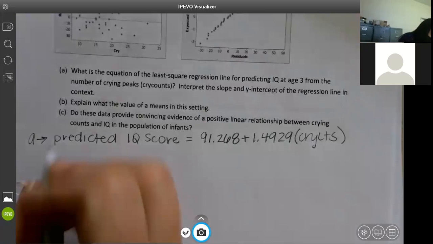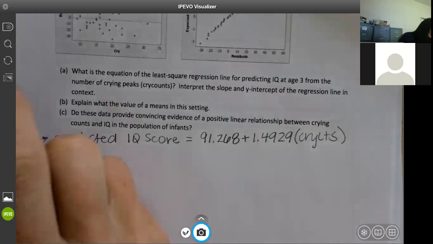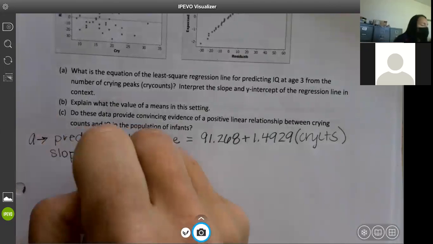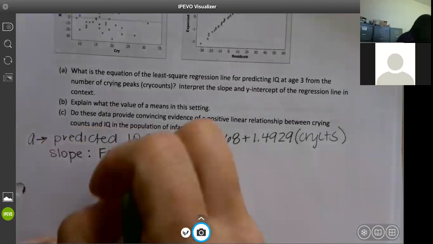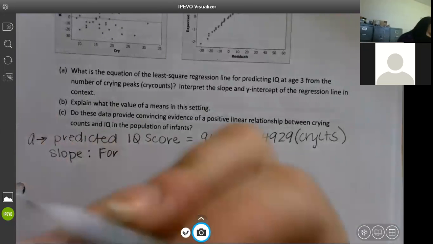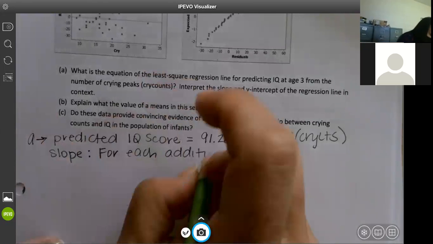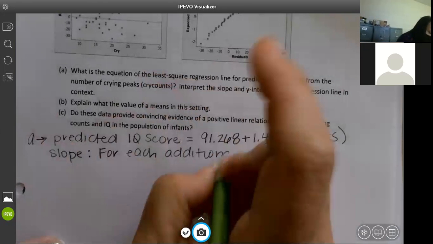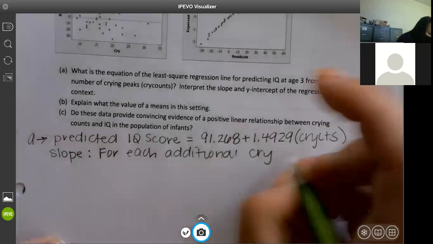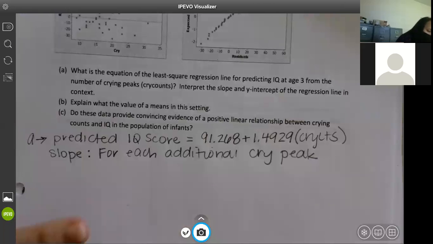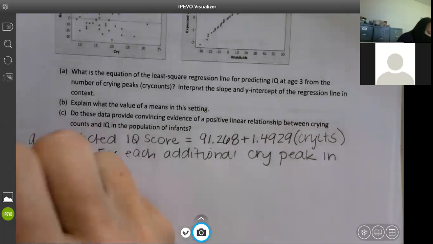All right. So then we need to tell what the slope is. We need to interpret the slope and the y-intercept. So for the slope, it's just like back in the day, math 1. For each additional cry peak, you could have said cry count, okay, because that's what they were measuring. In the most active 20 seconds, this is just context of the problem.